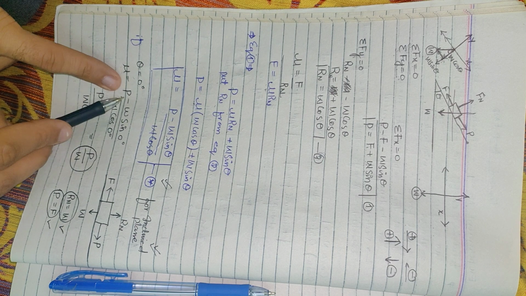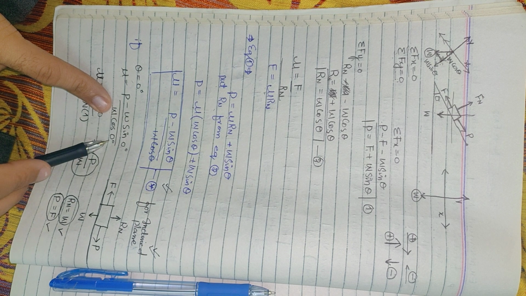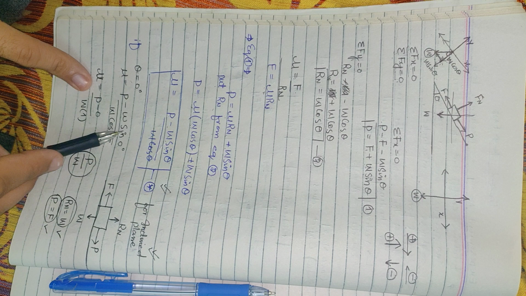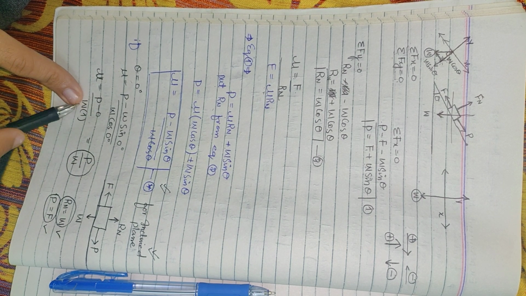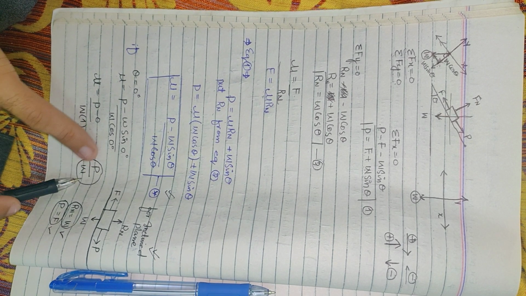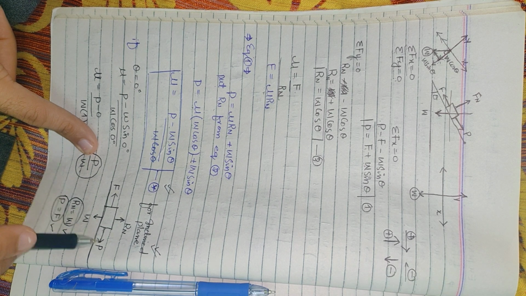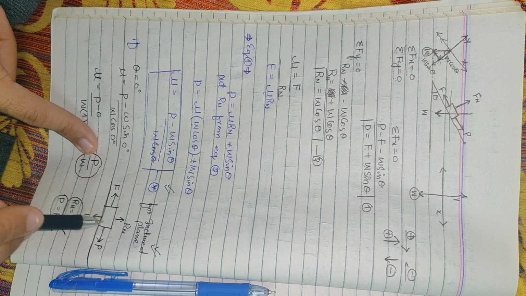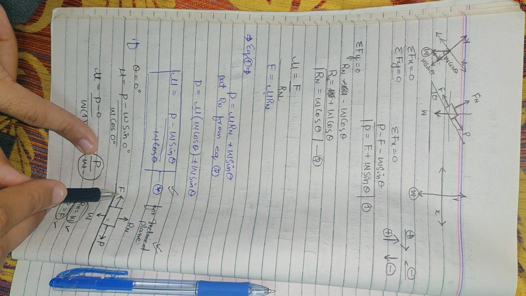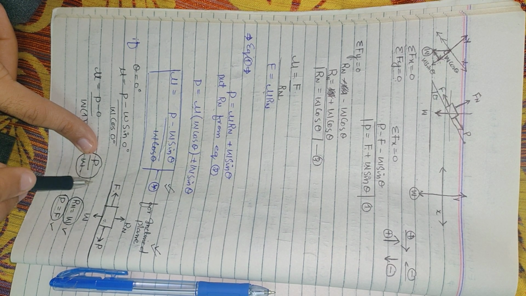Now if theta is equal to 0 degrees, then the coefficient of friction is equal to P minus W sin 0 degrees divided by W cos 0 degrees. Sin 0 is 0 and cos 0 is 1, so it becomes P divided by W. Here this is the applied force and this is the friction force. When the body is in the static position, the applied force is equal to the friction force, so P is equal to F, and for P we can write F.